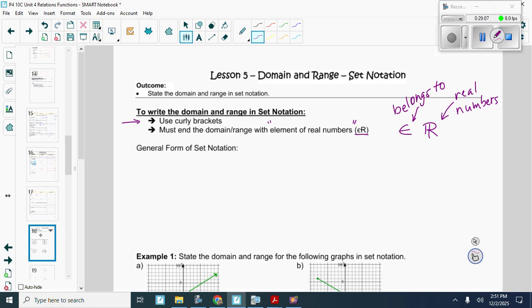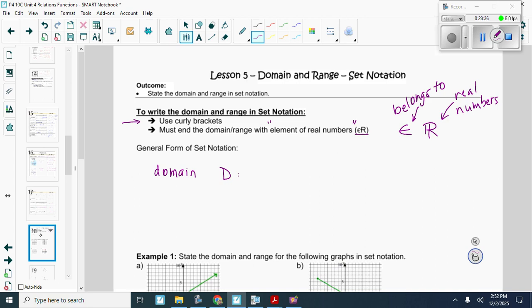So our general form of set notation is going to look like this. You can either write out the full word domain, or you can use a capital D to represent domain. Personal preference. You can do whichever you like. You're going to see me do both. For right now, I'm just going to shorten it up and use D for domain.